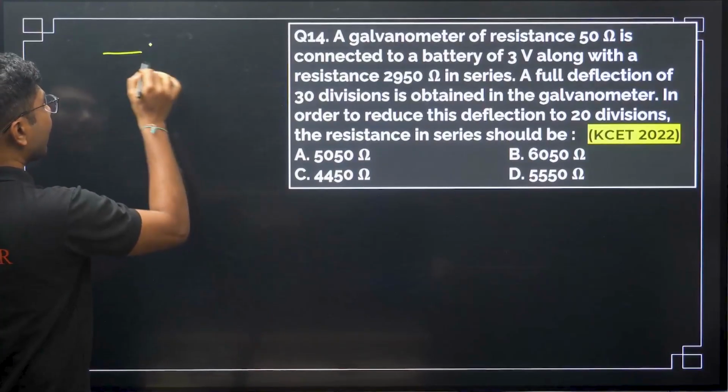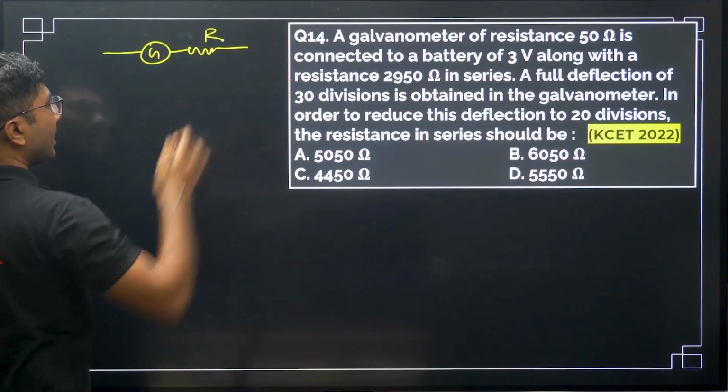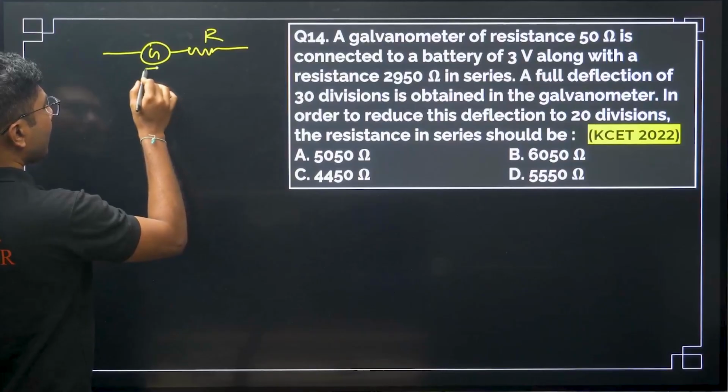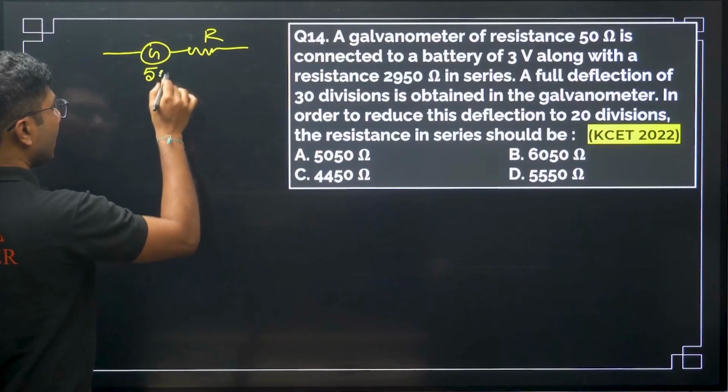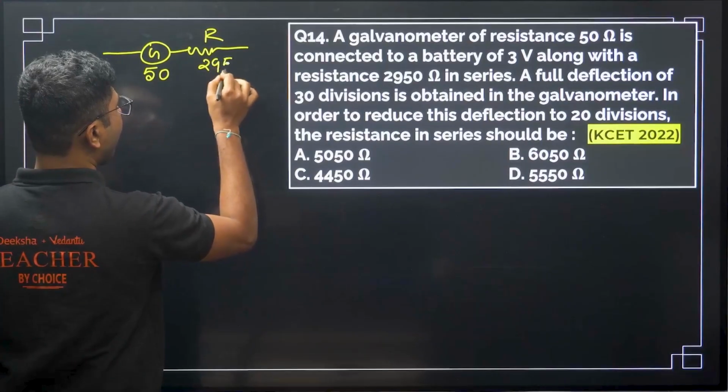Here we have a galvanometer, we have a resistance. The value of galvanometer resistance is 50 and the series resistance is 2950.